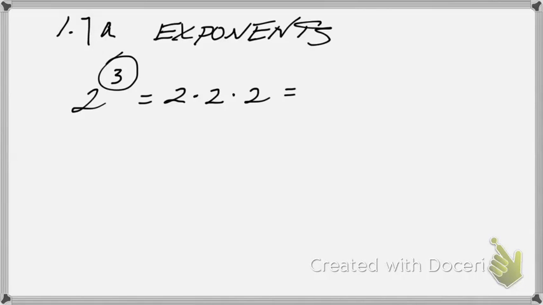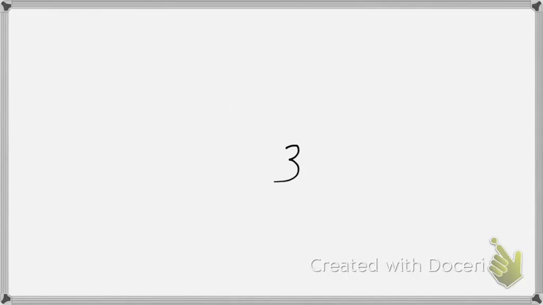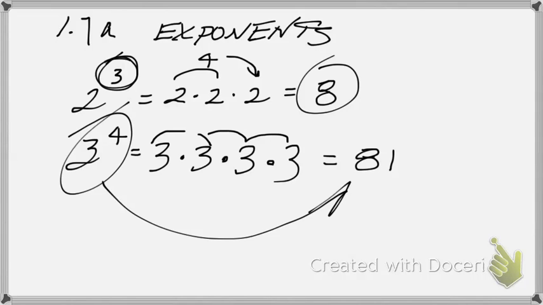So 2 times 2 is 4. And take that answer and then multiply that 4 times the third 2 and get 8. So 2 to the third power equals 8. Okay, so it works with any number. We can put 3 to the fourth power, and that means 3 times 3 times 3 times 3, which equals 3 times 3 is 9. Times 3 is 27, times 3 is 81. So 3 to the fourth power is 81.